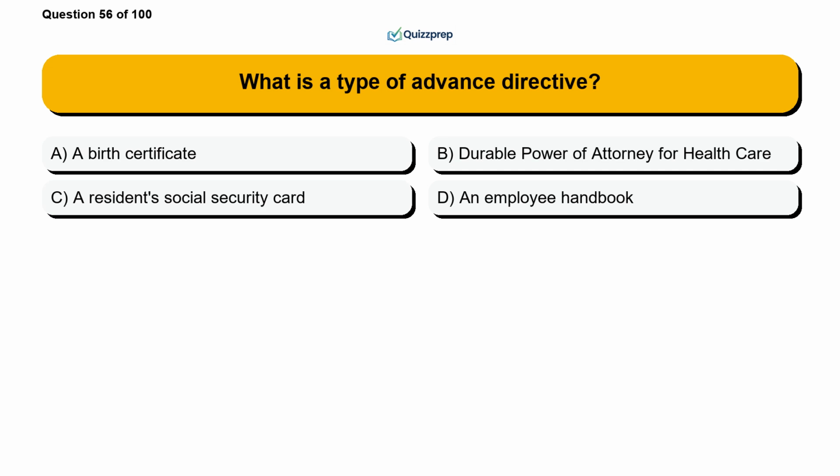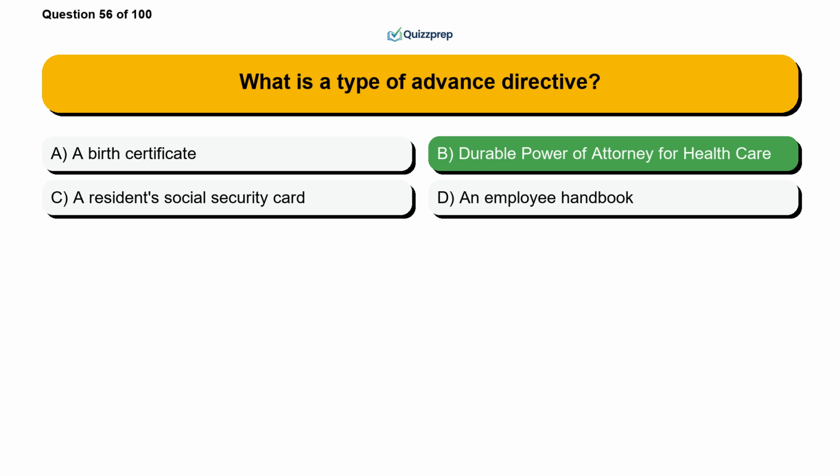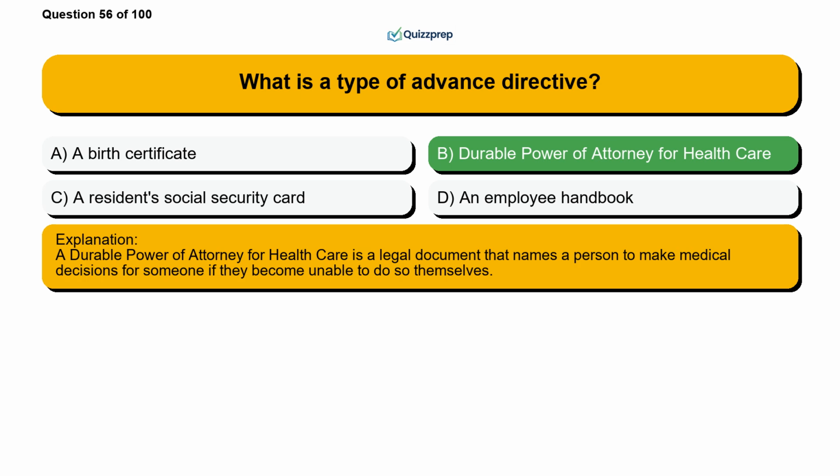Question 56. What is a type of advance directive? Option A, a birth certificate. Option B, durable power of attorney for healthcare. Option C, a resident's social security card. Option D, an employee handbook. The correct answer is option B, durable power of attorney for healthcare. A durable power of attorney for healthcare is a legal document that names a person to make medical decisions for someone if they become unable to do so themselves.